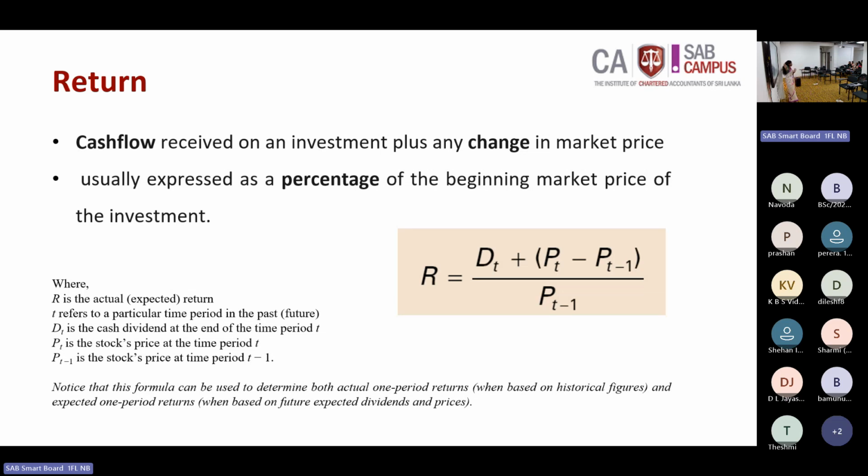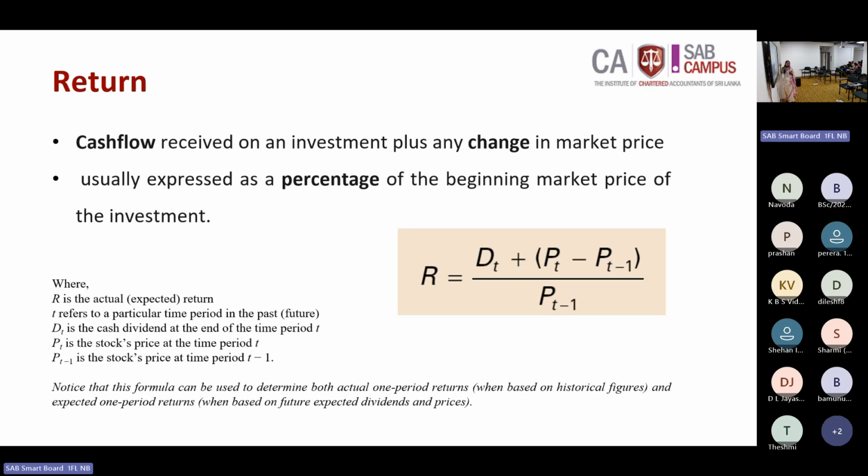Return, regarding the shares, equals dividend plus the capital gain. What do you mean by P_T? At the end of the T period, what would be the selling price of this share? P_(T-1) means the acquired price. The difference between the purchase price and the selling price, this is the capital gain.